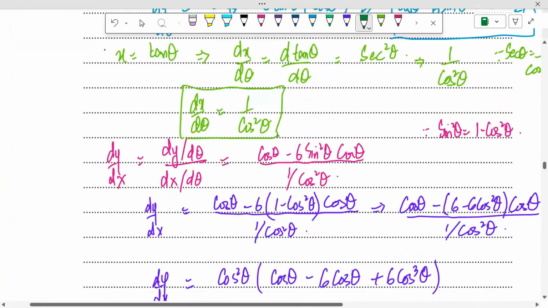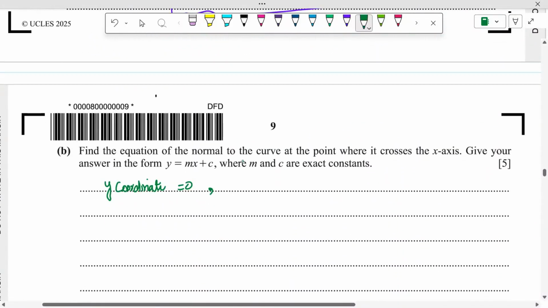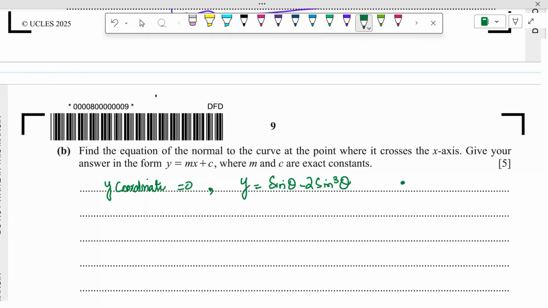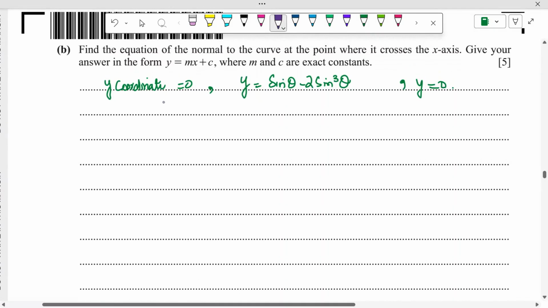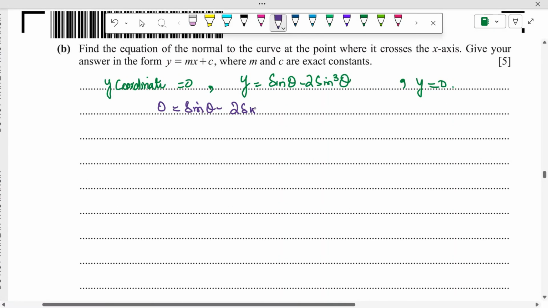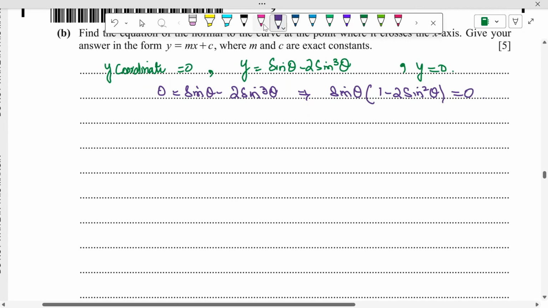So we have the curve equation in terms of theta, which is y is equal to sine of theta minus 2 sine cube theta, and in this case the y coordinate is 0, so we find the value of theta. So 0 is equal to sine of theta minus 2 sine cube of theta. For solving, we will have sine of theta times (1 minus 2 sine square of theta) equal to 0. So we have the two factors, equating each with 0.